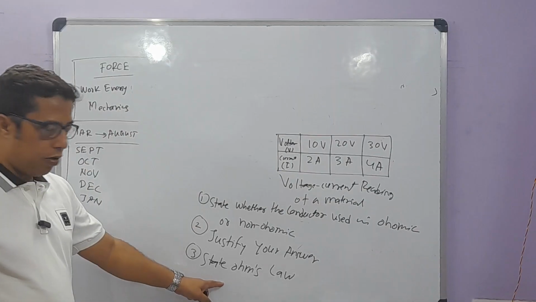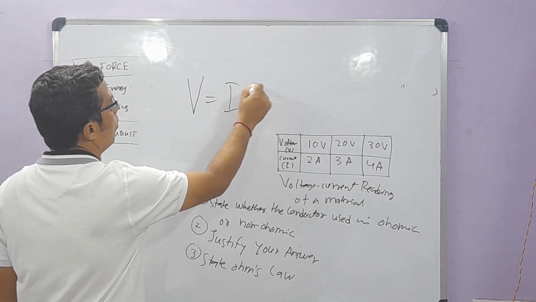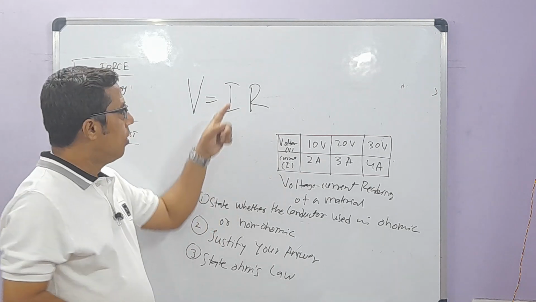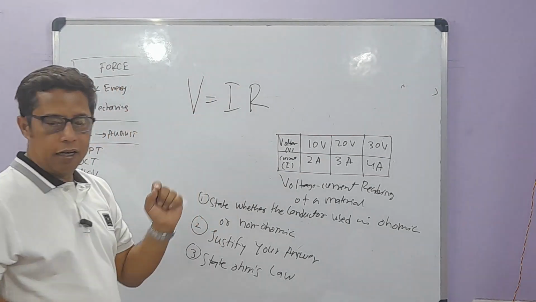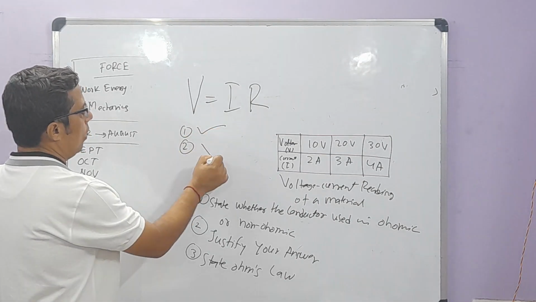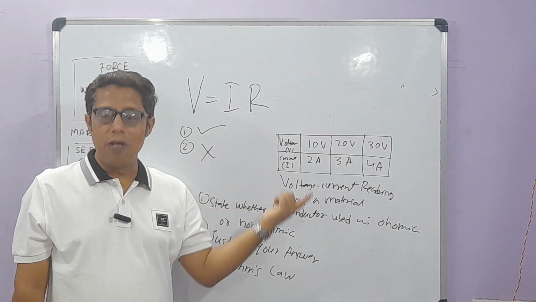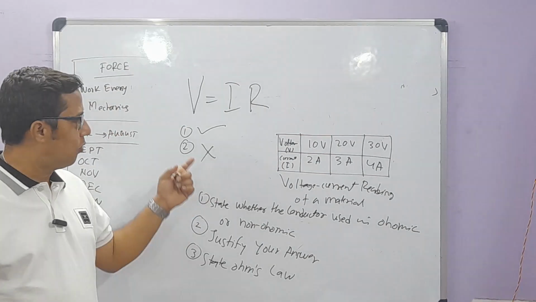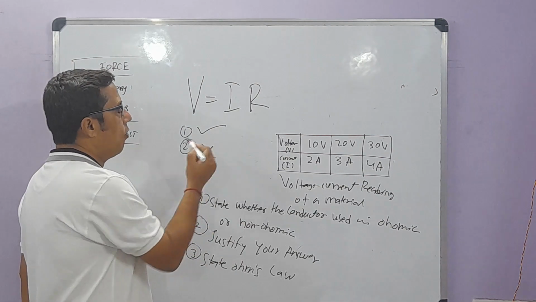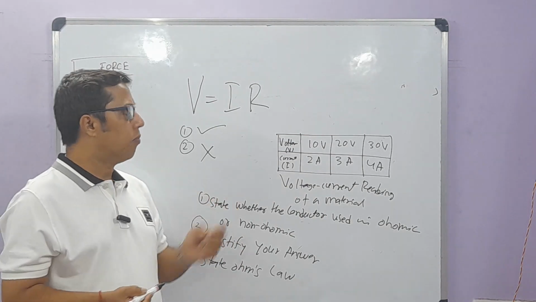So what is Ohm's law? The formula is V is equal to IR, where V is voltage, I is current, R is resistance. Few materials follow Ohm's law and few do not. Those following Ohm's law are ohmic materials, ohmic resistance, and those not following Ohm's law are non-ohmic. An example is a semiconductor. Semiconductor is non-ohmic, it does not follow Ohm's law.